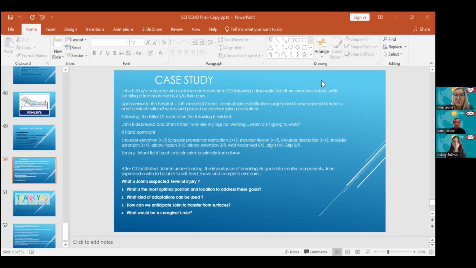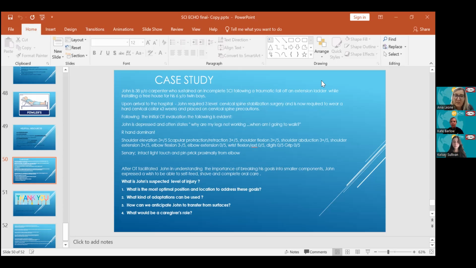Following the initial OT evaluation, the below is evident. John is depressed and often states, "Why are my legs not working? When am I going to walk?" Such a typical response, right, for a spinal cord injury patient. He is right hand dominant.